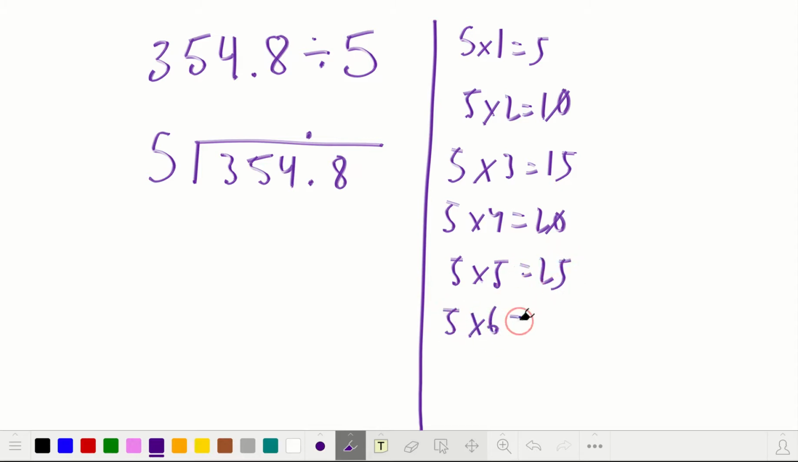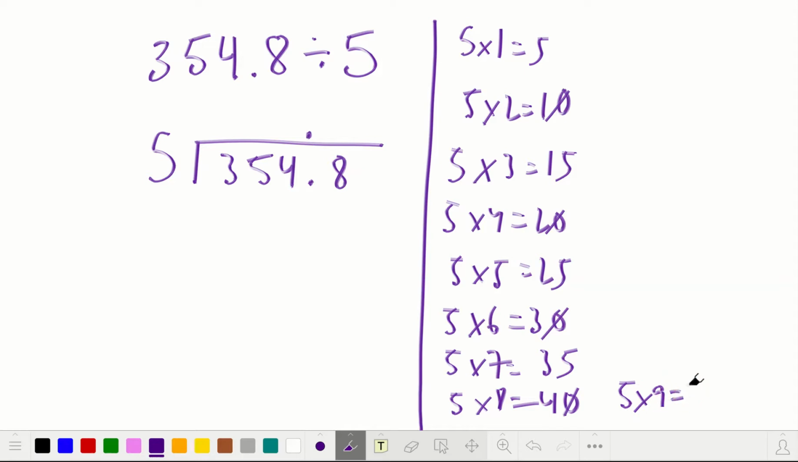For those of you who know your multiplication facts, this step is really not necessary, but if you're struggling with your facts, setting this up will really help you with the division. 5 times 8 is 40. And finally, 5 times 9 is 45. We're going to use this as a reference as we start dividing.